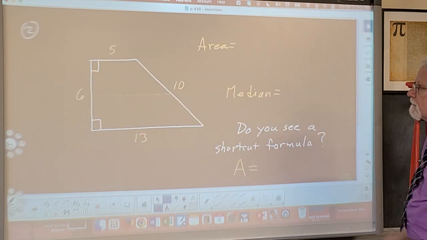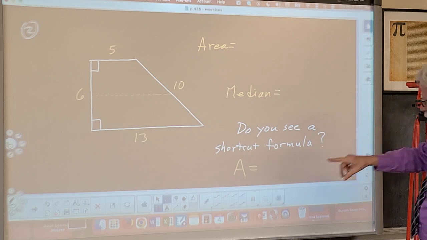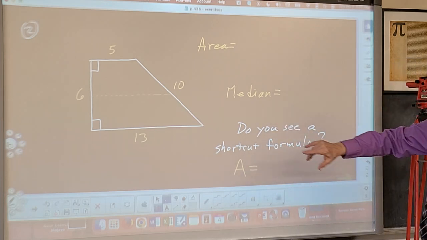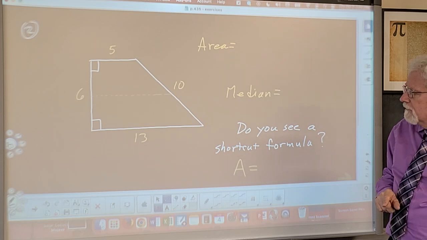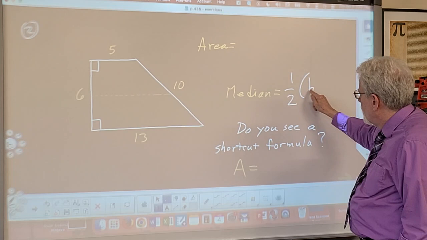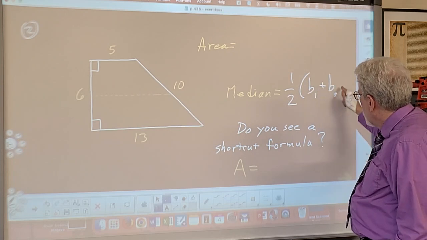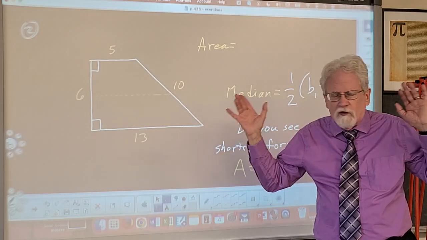Let's look at number 2. Shortcut formula. We'll get to that in a minute. Let's go ahead and do the median first again. Why not? The median is 1/2 times the sum of the bases, as we learned back in an old chapter. It might have been chapter 4 or something. It was a long time ago.